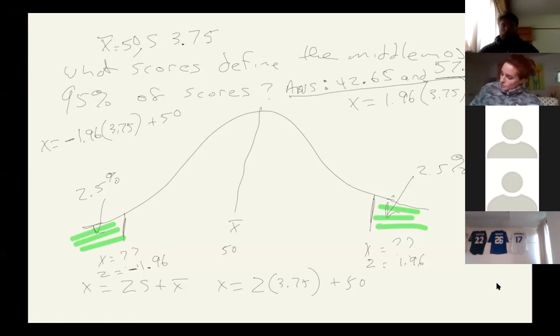So what does this all mean? We have a politician's likability scale that we set up. We built it. The mean is 50. We built it that way. And what we now know is that 95% of people's answers on the likability scale will be between 42.65 and 57.35.